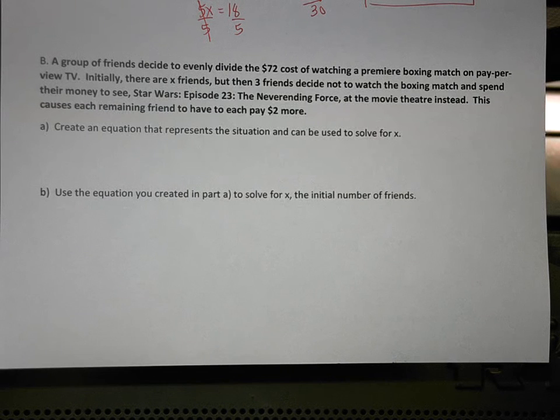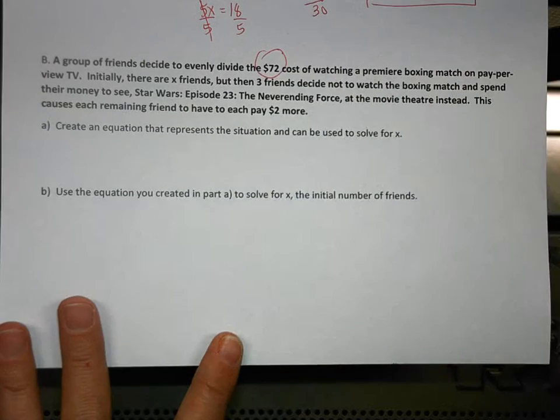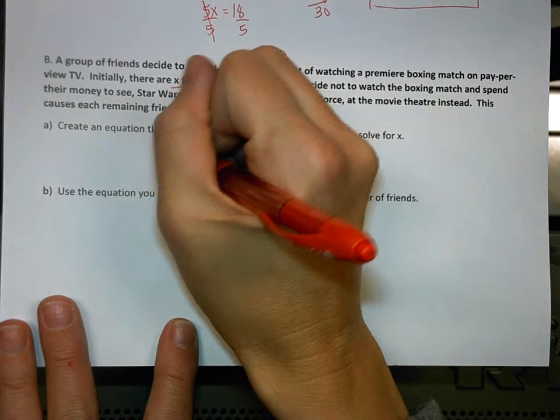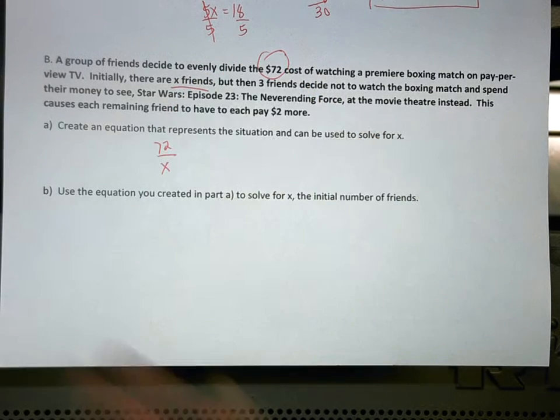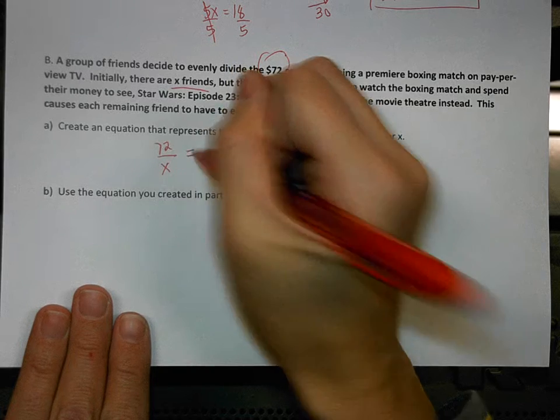Okay. So originally it is how much money? $72. And originally there are how many friends? X friends. Very good. So I'm going to go back through here. Originally we have $72 divided by X friends. Are we all okay with that? Okay. Because if we take 72 divided by the number of people, it gives us how much money they owe. But that doesn't end up happening, does it?